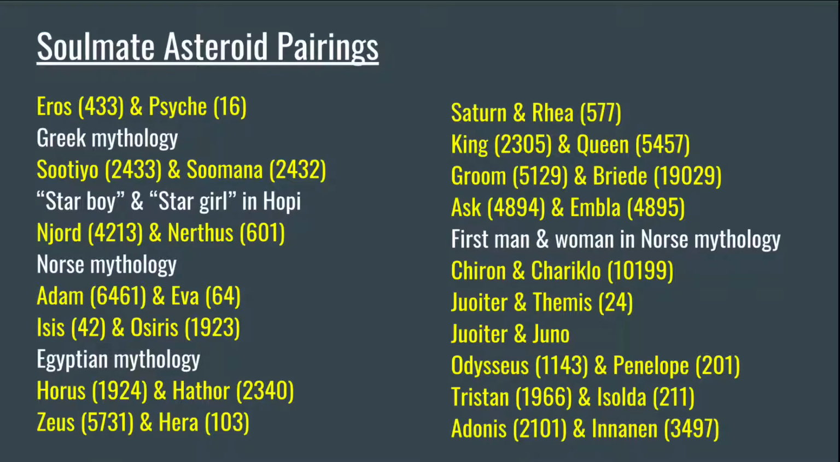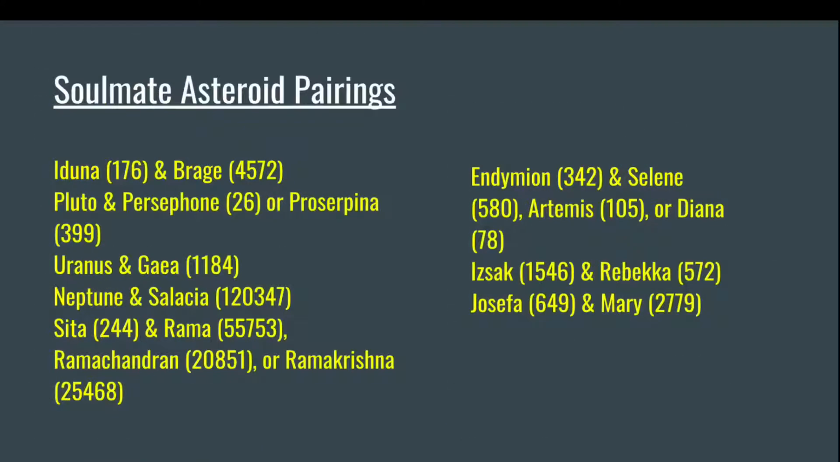We have Horus and Hathor, Zeus and Hera, Saturn and his wife Rhea, King and Queen, Groom and Bride, Ask and Embla. These are Norse mythology's first man and woman. We've got the wounded healer, Chiron, and his wife, Chariklo, Jupiter and Themis, Jupiter and Juno, Odysseus and Penelope, Tristan and Isolde, and Adonis and Inanen. I probably butchered a couple of those words in there somewhere, but nevertheless, there they are.